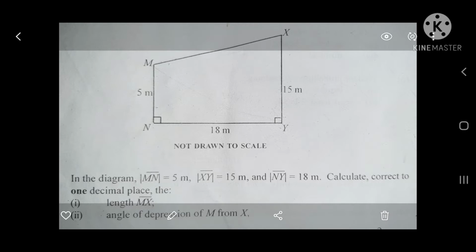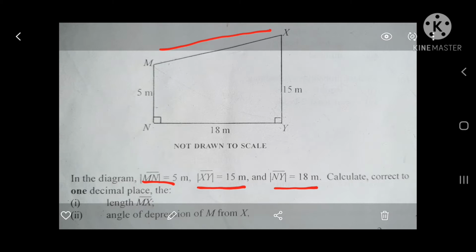According to the preamble, we have the length of line MN to be 5 meters, the length of line XY to be 15 meters, and the length of line NY to be 18 meters. Calculate, correct to one decimal place, the length MX, and also the angle of depression of M from X.